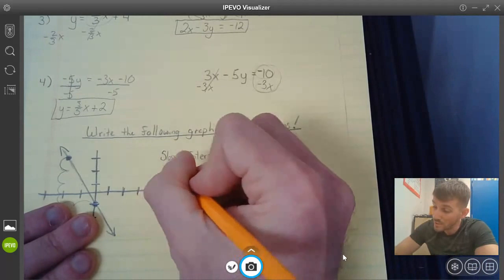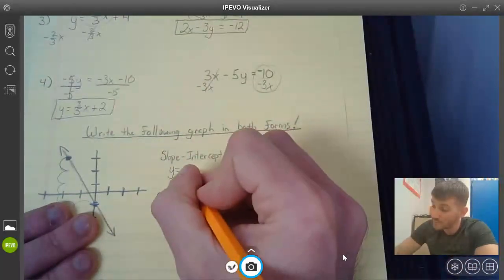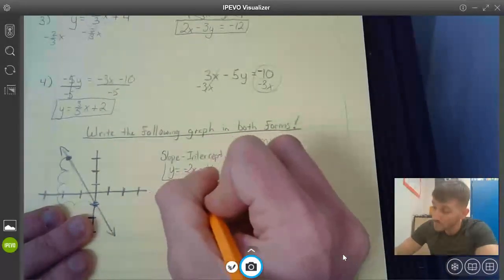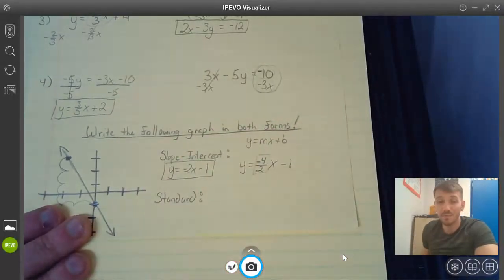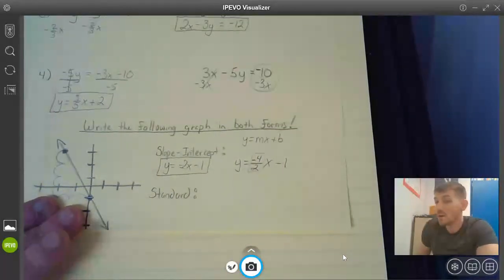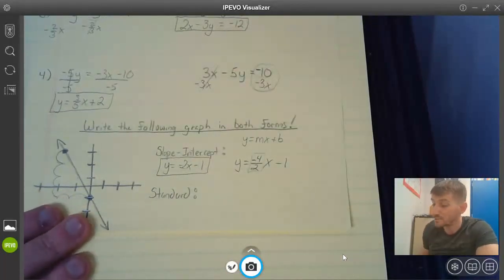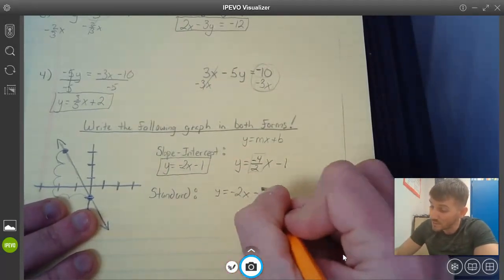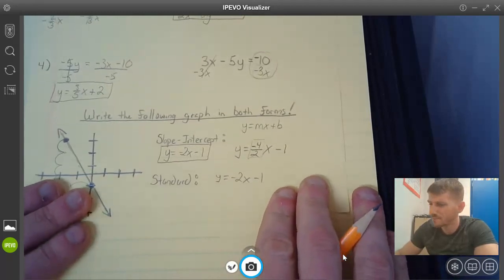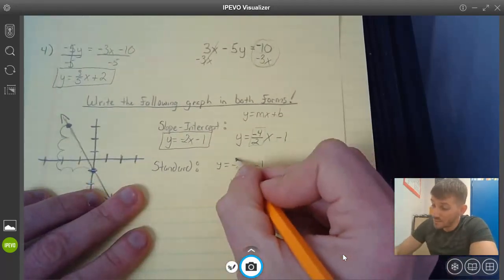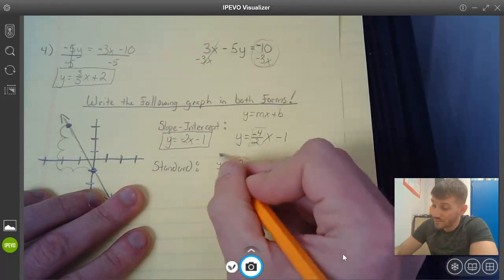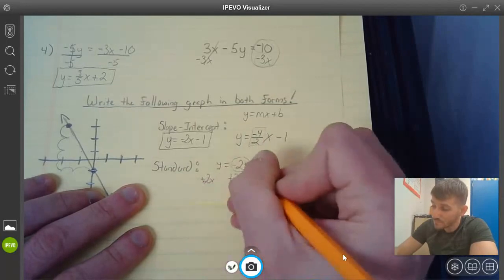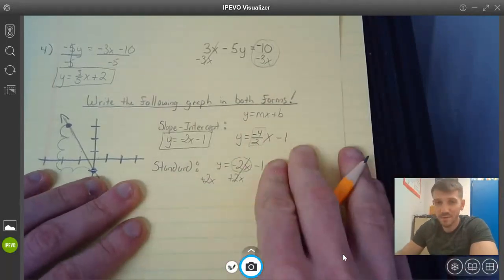It is y equals -2x minus 1. That's our equation in slope-intercept form. And now we know how to put that back into standard form if we need to. So if I have y equals -2x minus 1, sorry for the bad handwriting, then my x needs to be on the other side, needs to be on this side. So I'm going to add 2x to both sides. And here's my final answer.